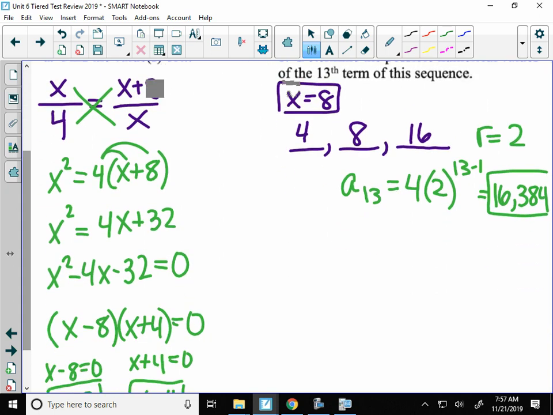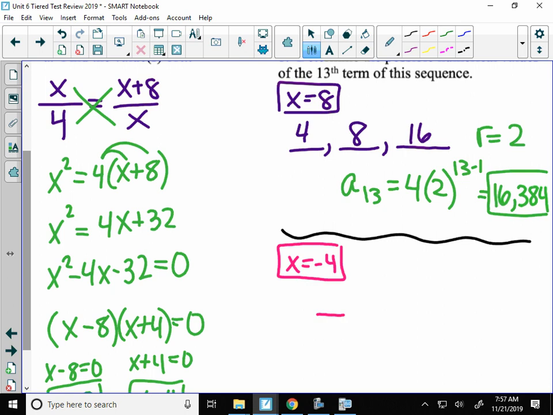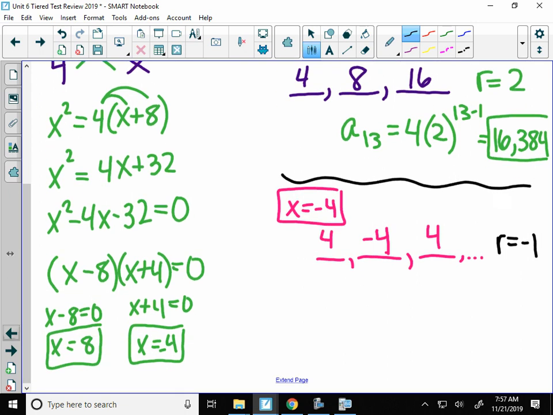Now I'm going to do the same thing here, but assume that x is negative 4 this time. So this time, if I wrote out my sequence, the first term is 4, and then I had x, so negative 4, and then x plus 8, so negative 4 plus 8 is positive 4. Well, for this sequence, it looks like r is going to be negative 1. So I can find the a sub 13th term. Take my first term times my common ratio to the 13 minus 1 power. When I type that in the calculator, I get 4.